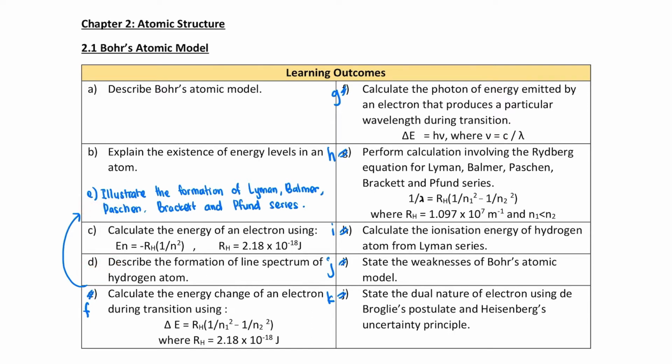Okay. So describe the formation of line spectrum of hydrogen atom and illustrate the formation of Lyman, Balmer, Paschen, Brackett and Pfund series. Okay, so over here, saya ada salah sikit buat learning outcome. Saya terlepas learning outcome E. Jadi ganti yang E ni dengan F lah. So that means learning outcome kita up until K.